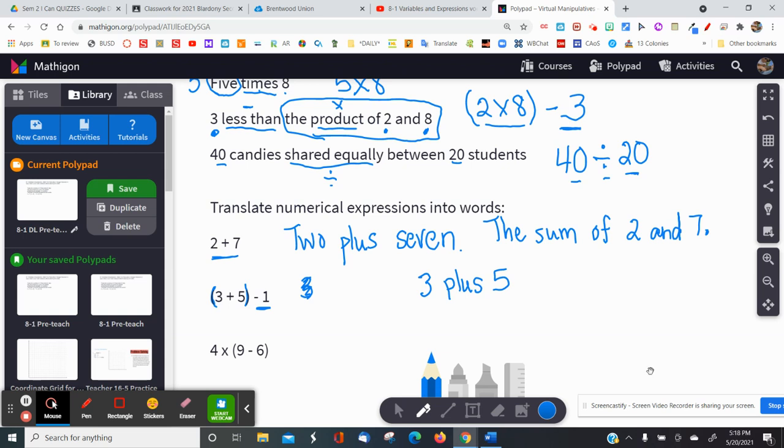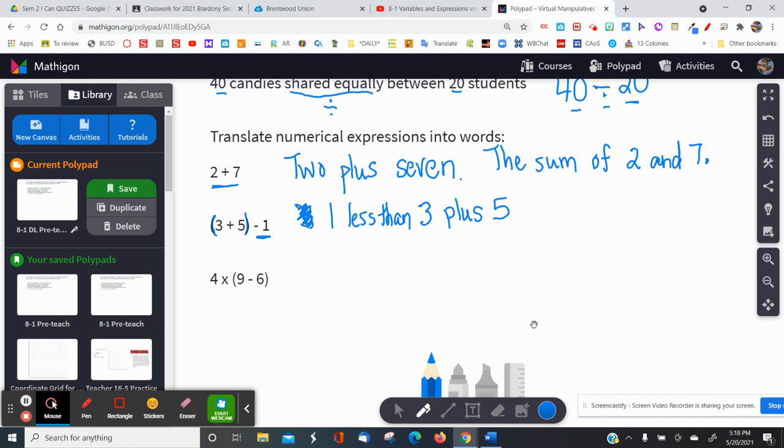So I'm going to say 1 less than 3 plus 5. Okay, so there's my written expression. 1 less than 3 plus 5. I could also say 1 less than the sum of 3 and 5. That would also be an appropriate word expression, or an expression in words. Okay, so then the last one.